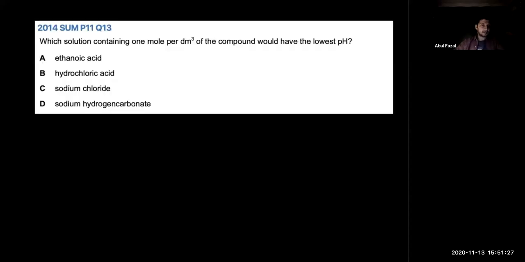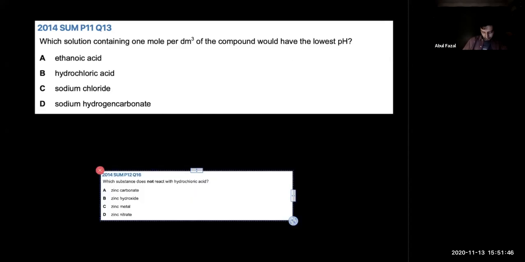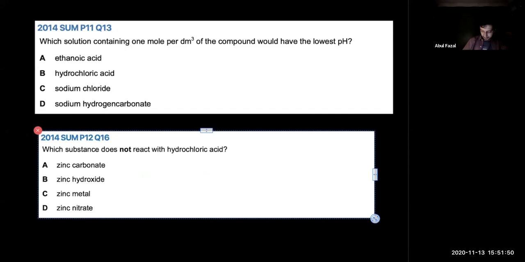Let's try this question now. The second one is a bit tricky.